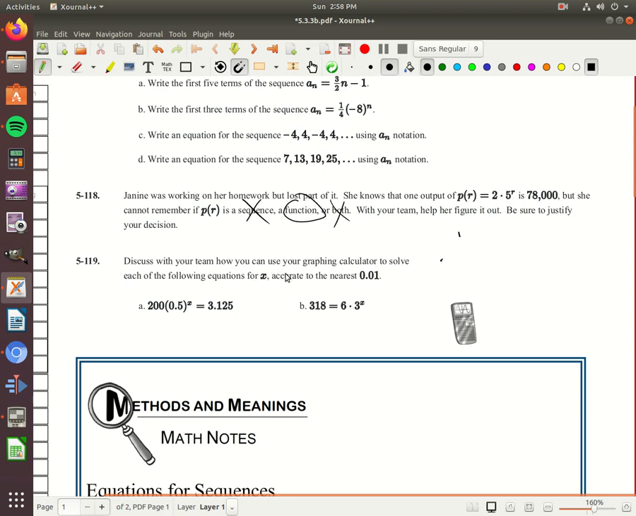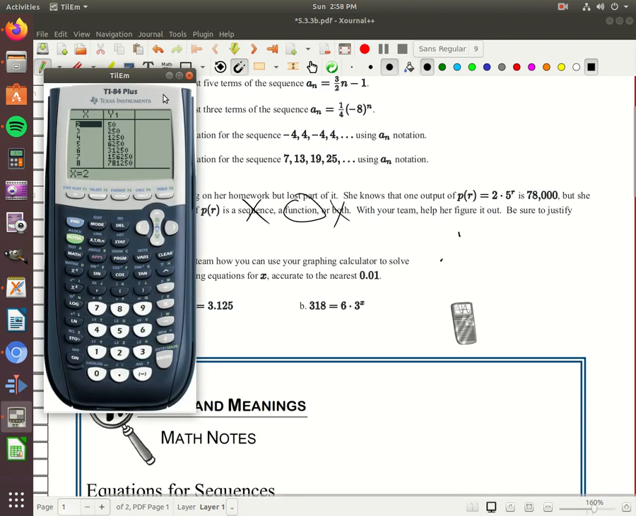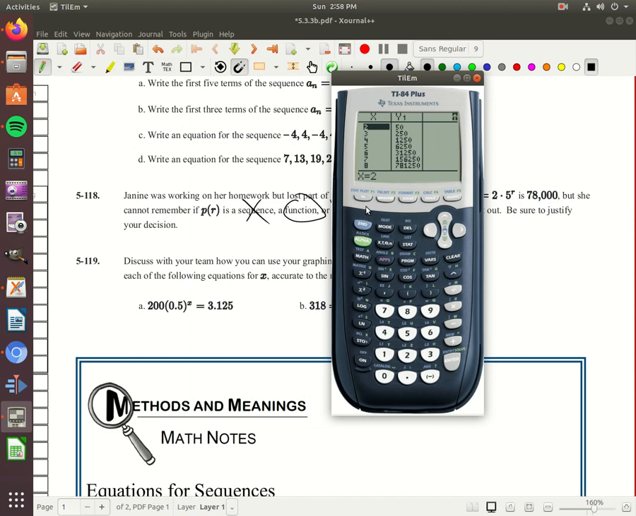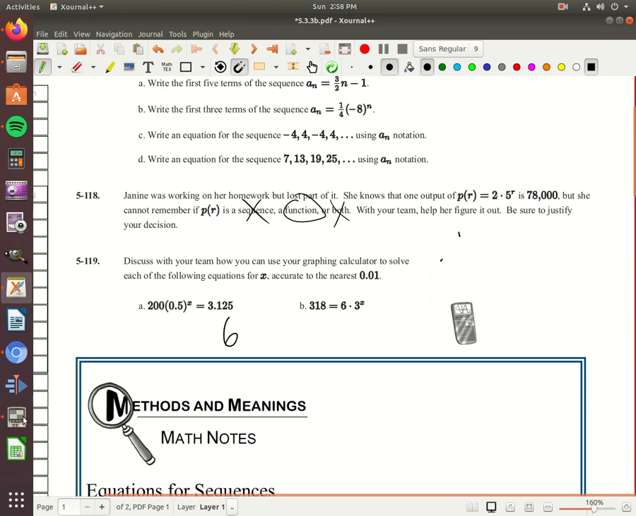Discuss with your team how you can use your graphing calculator to solve each of the following equations for x. Calculate to the nearest 0.01. So again, you're going to learn actually how to solve these things for real your junior year. They're called logarithms. They're pretty cool. But we don't really know that yet, so we're just going to go ahead and plug our equations into the calculator and look at the table and see when it ends up pretty close to 3.125. So let's see when we get close to 3.125, and you can see we get exactly at 6. So this one would be 6.